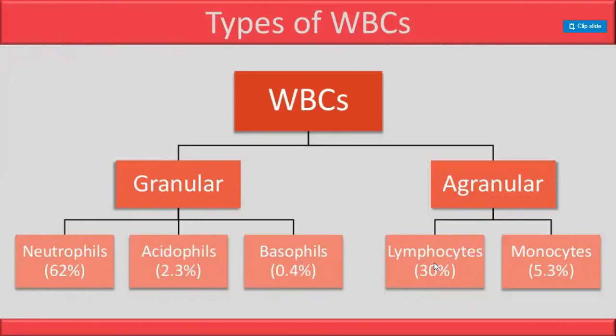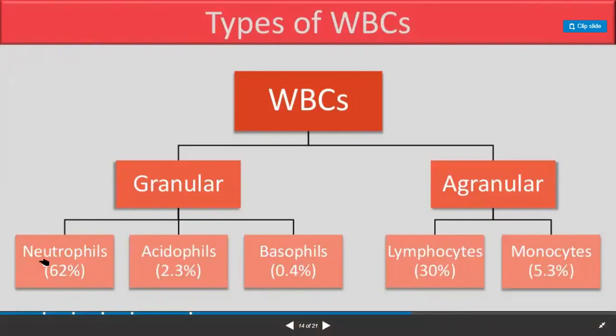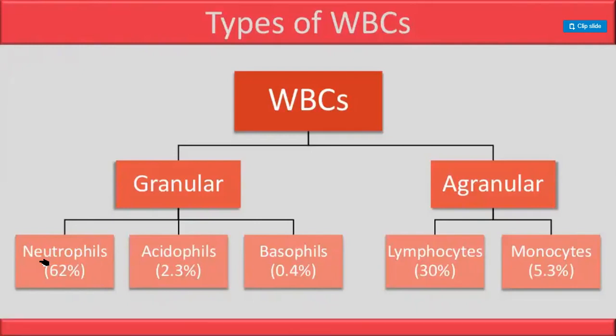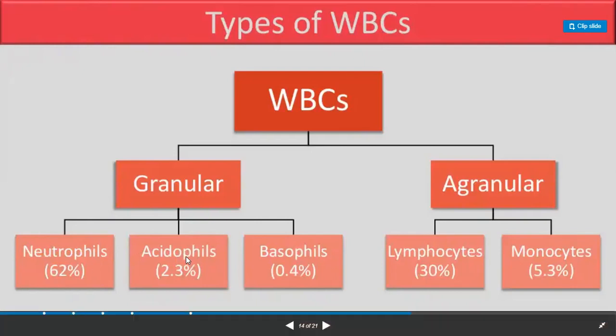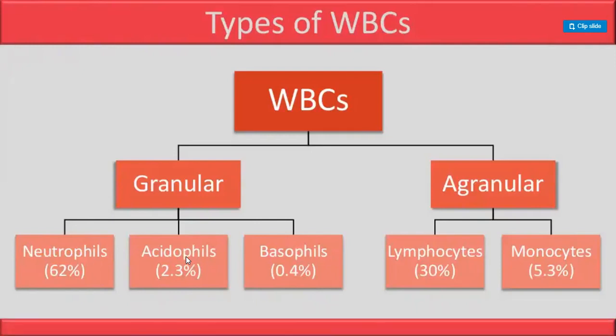And then when you see that there is an increase in neutrophils in the blood of a patient, you should know that there is a bacterial infection. And then, for example, if there's an increase in acidophils or eosinophils, you should know that that person is having an allergy or is responding to a parasite.